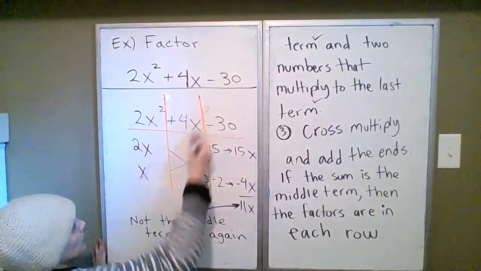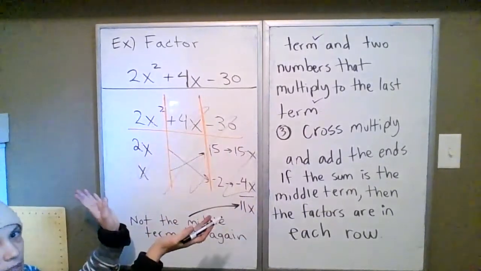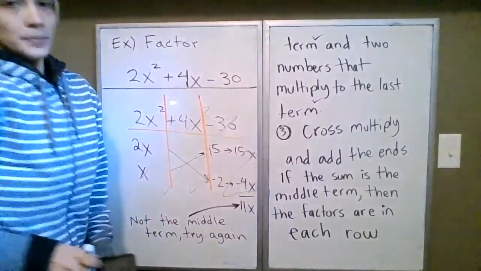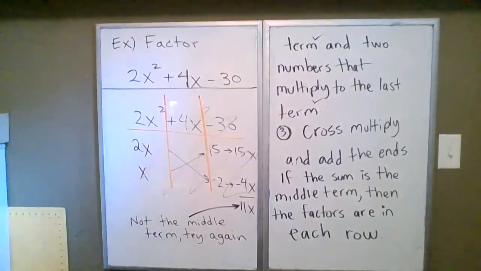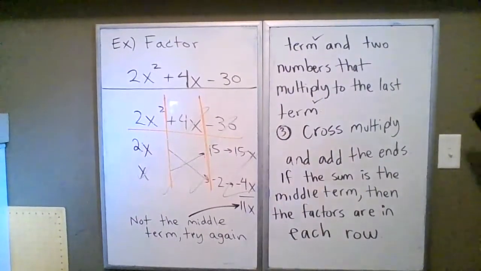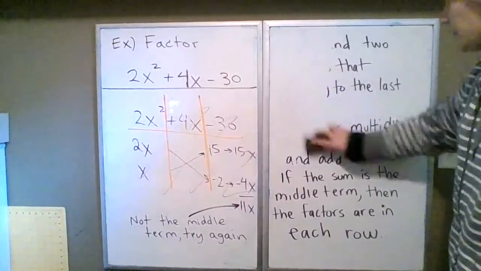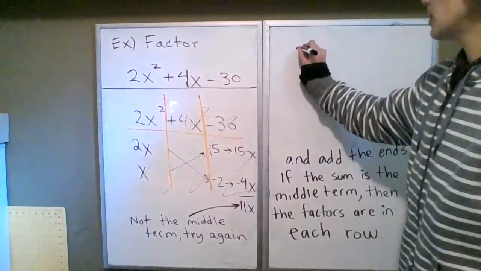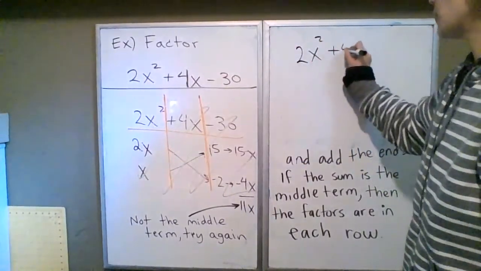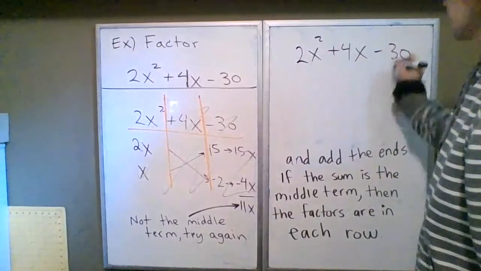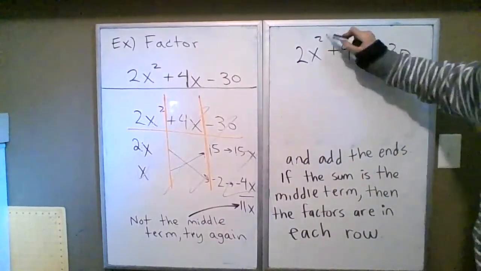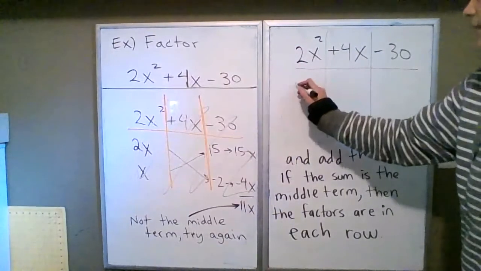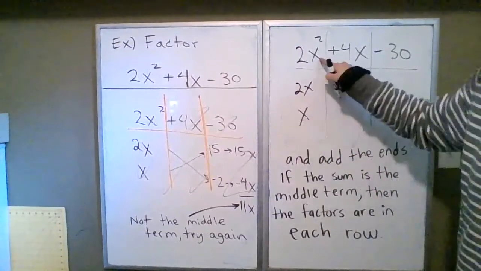So we're just going to try this whole thing again. It's totally cool to just guess and check and then guess and check until you get it right. So we're trying to factor 2x squared add 4x minus 30. And I'm going to draw a grid. I'm going to stick with 2x times x is 2x squared.